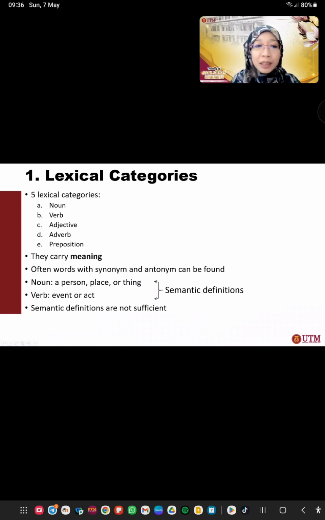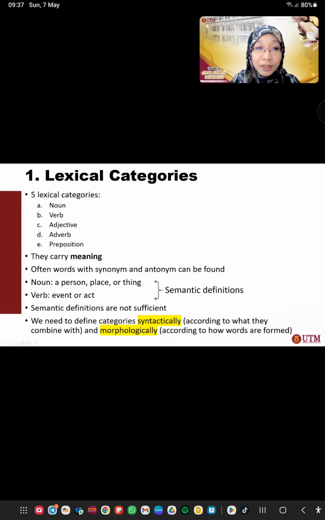But semantic definitions, sometimes they are not sufficient. What we need actually, we need more information. So we need to define these categories. These are what we call categories. Also syntactically, which means according to what they are combined with, and also morphologically, according to how words are formed. So when we talk about syntax, let's just have a look.